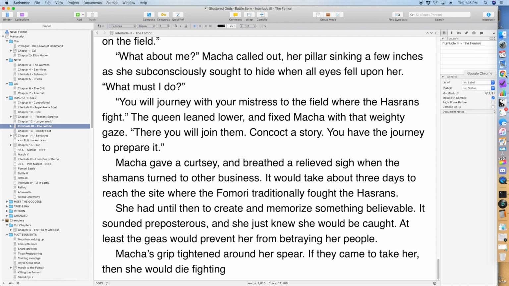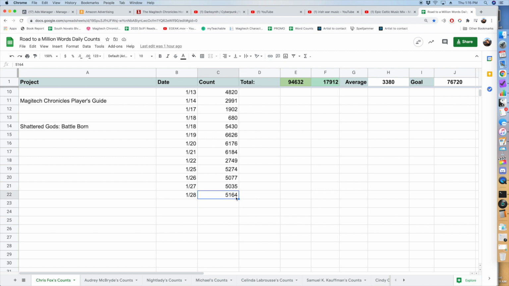Anyway, let's look at the word counts. You can see I put in today's already. It is 5,164. So my total is up to 94,632.